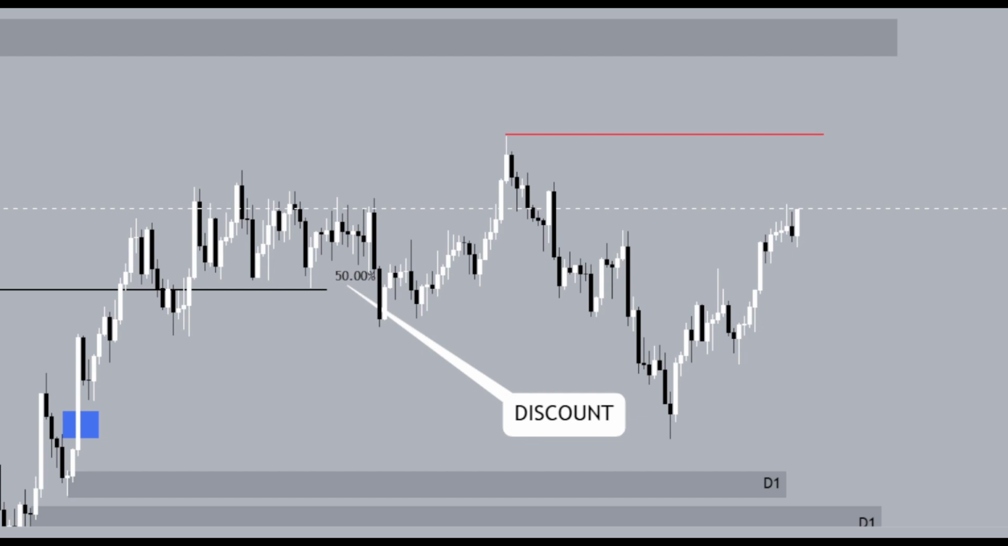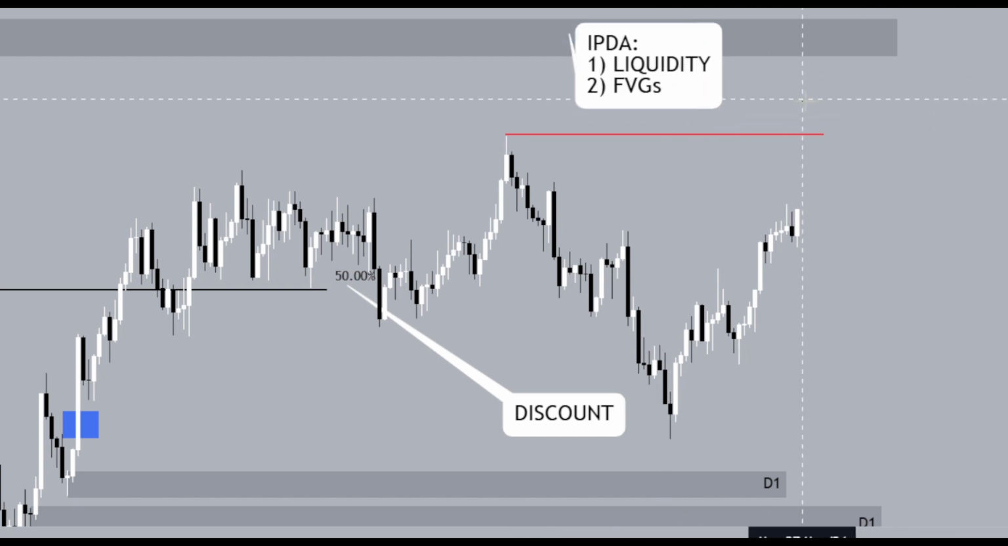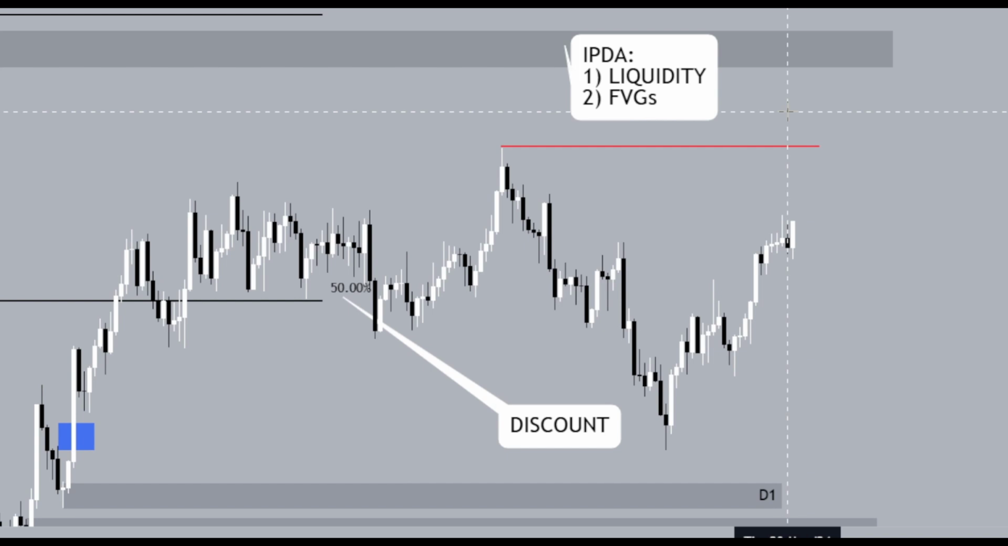Inefficiencies and fair value gaps are the two driving factors when it comes to determining an overall bias on any market, be it forex, futures, crypto, indices, commodities, you name it, right? The overall underlying pinnings of any market are as such. The markets move up for two reasons. And this is the main takeaway I want people to understand. The markets move up for two reasons. It moves up to seek liquidity, and it moves up to fill inefficiencies, otherwise known as fair value gaps. These are the basic principles of ICT, right?